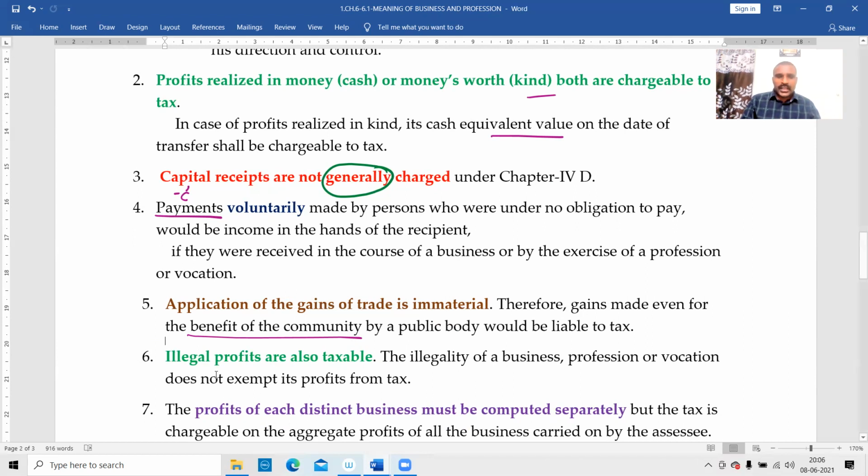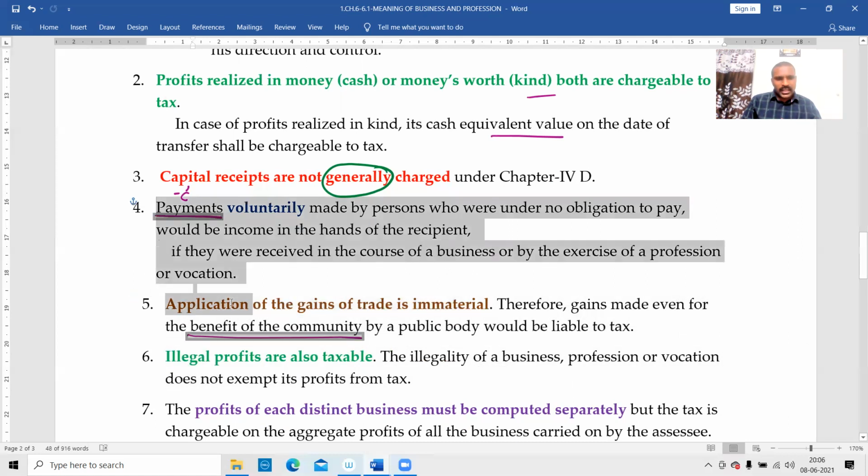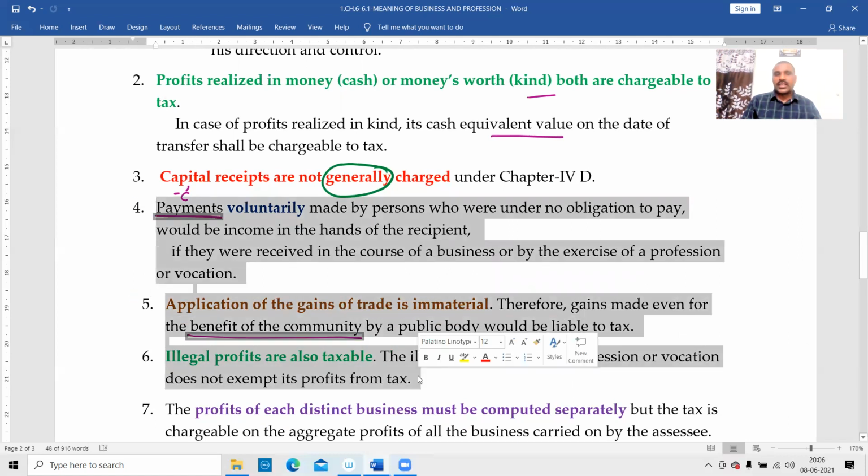Okay, right. Next, illegal profits are also taxable. Here there are points: application of gains is limited, illegal profits are also taxable, and voluntary payments are also taxable. There is a link between these three. I'll explain what the relationship is.